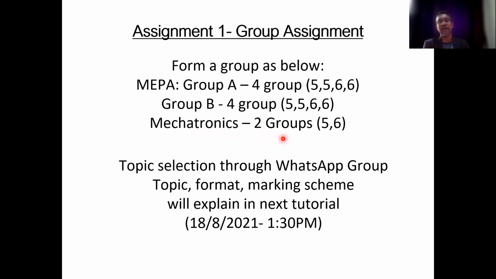They have 11 students, so 2 groups, of 5 and 6. The topic of the assignment will be announced next week, on the 18th, in the tutorial time. I will explain the topic, format, and marking scheme for this assignment.